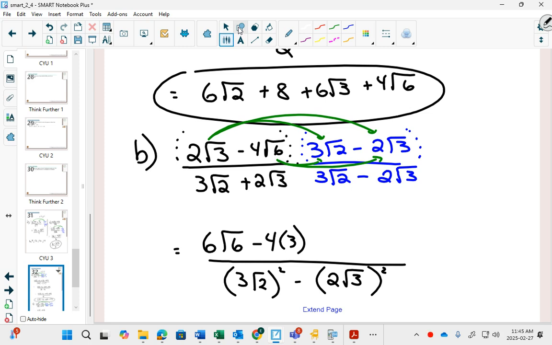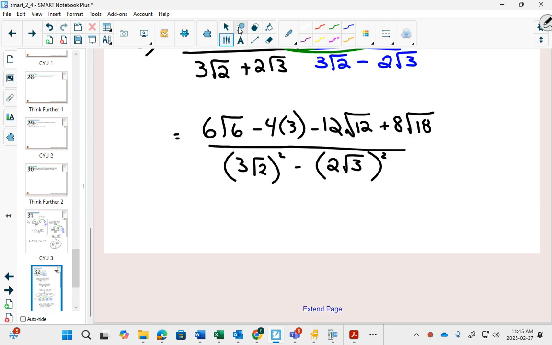It's perfectly fine. Next arrow, negative 4 times 3, that will be negative 12. And root 6 times root 2 will be root 12. And finally, negative 4 times negative 2 is plus 8. And root 6 times root 3, root 18. Okay.